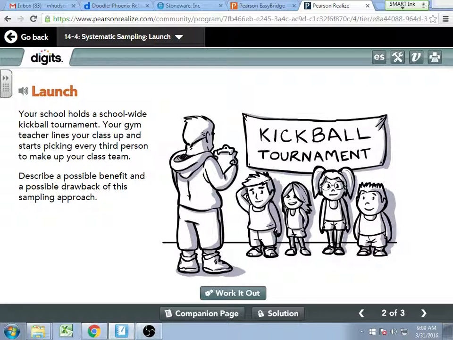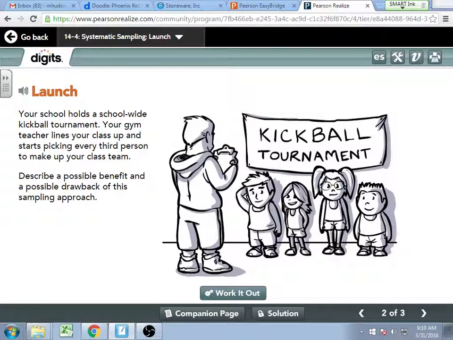A benefit is it's mostly random, but a downside is someone could line up in a certain way so they do get picked. And then there's a really good group, and then there's a really bad group. Yeah, exactly what Ethan just said, if you know how somebody's going to choose.